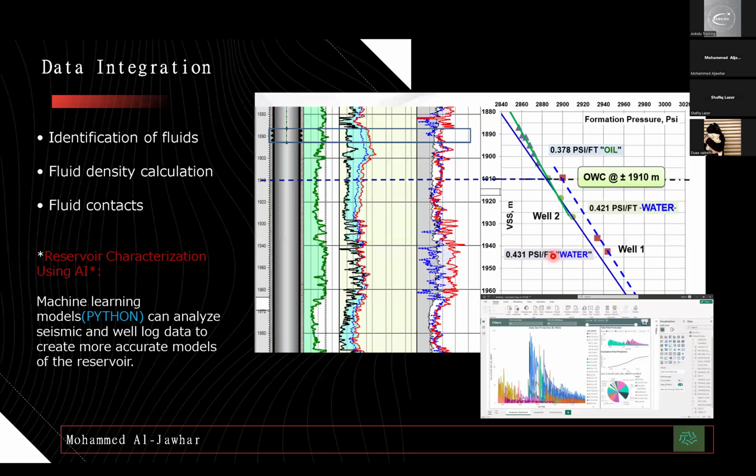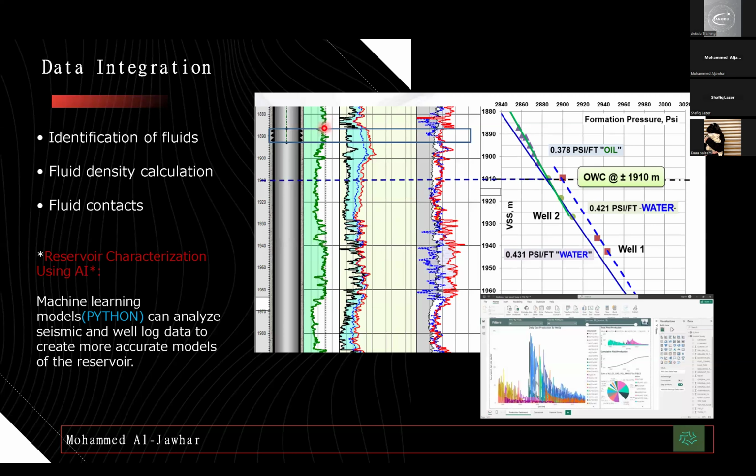And the other one is data integration. Data integration is very important. If you don't have accurate data, interpreted very well, you have to think about the people behind this interpretation.